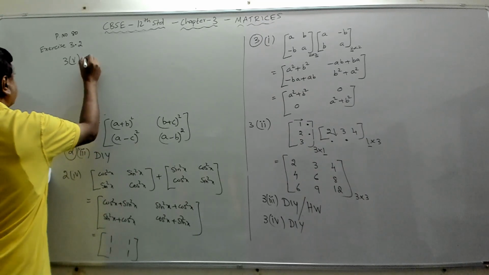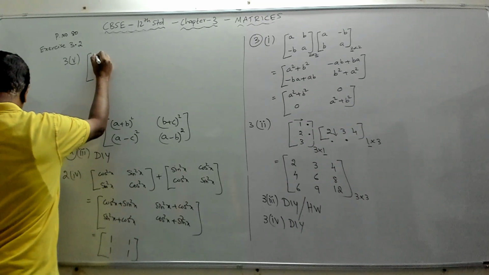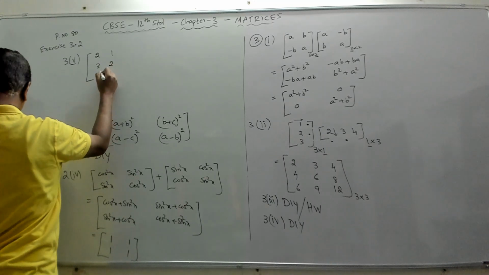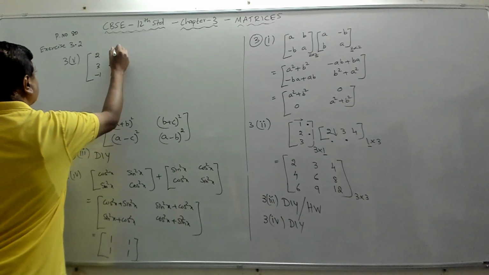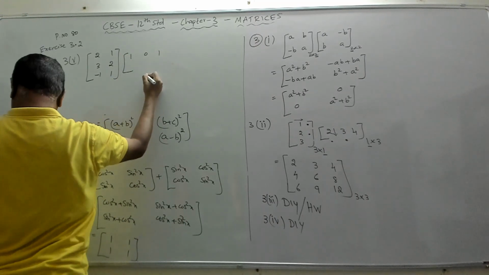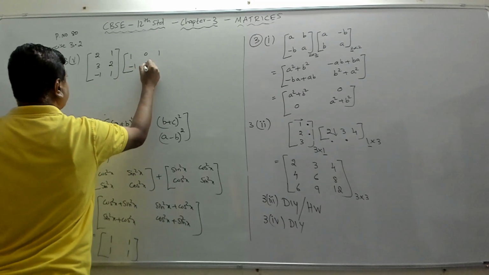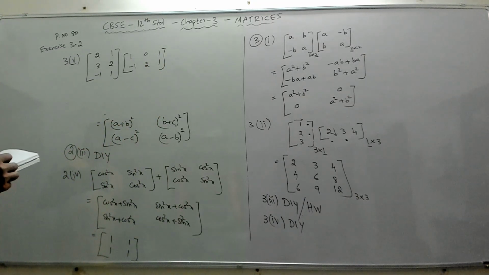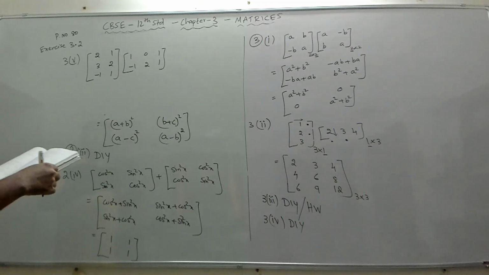So the next one is we have to find the product of this. In the third problem, fifth part, it is the matrix 2, 1, 3, 2, minus 1, 1 with the matrix 1, 0, 1, minus 1, 2, 1.